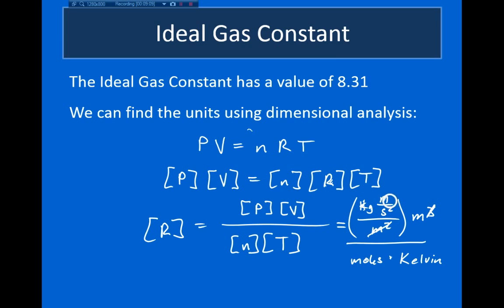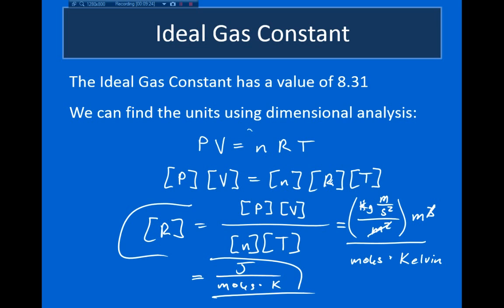So kilogram meters squared per second squared are units of joules. So in the numerator we have joules, and then in the denominator we have moles times Kelvin. So it turns out that the ideal gas constant has units of joules per mole Kelvin.